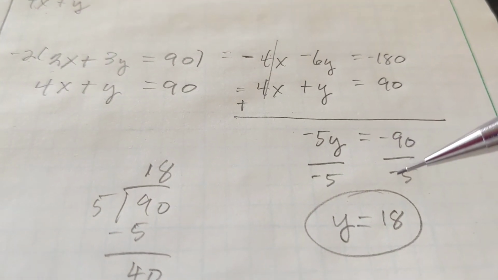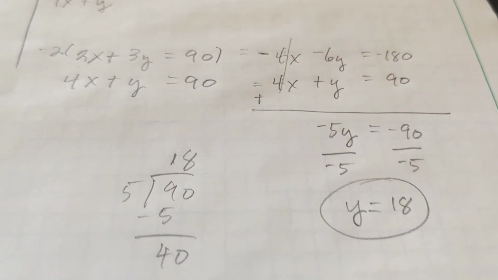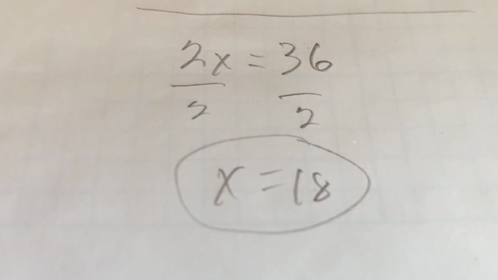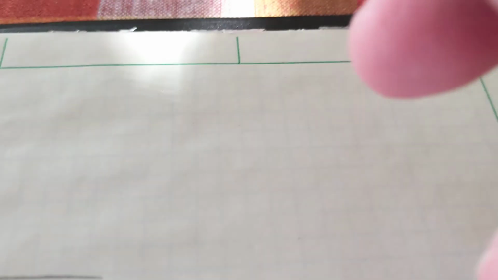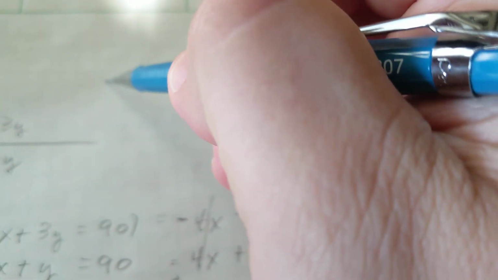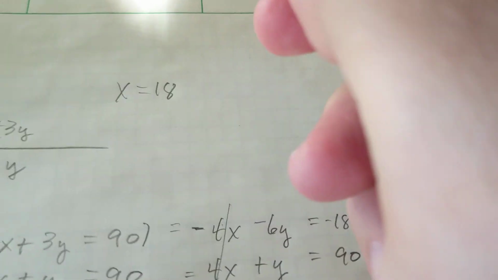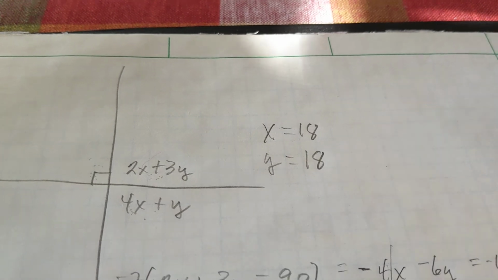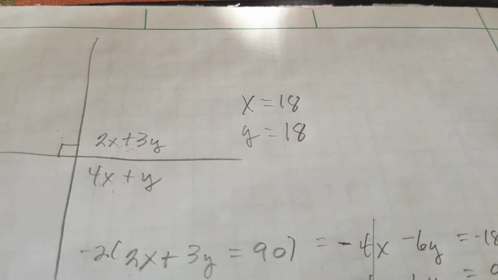I found out that y was 18. And when I plugged that in, it just so happened that x was 18 also. So the answer is that x is 18 and y is 18. So x and y are both 18 in this problem.